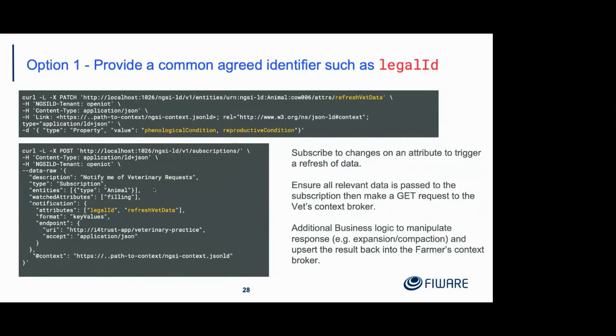Filling, it should say the watch attribute is the refresh vet data, so that you would be able to pass in to the microservice, saying I would like to get hold of the phenological condition and reproductive condition, which is what is in the value of the legal ID of this particular cow. So that would hopefully fit in.